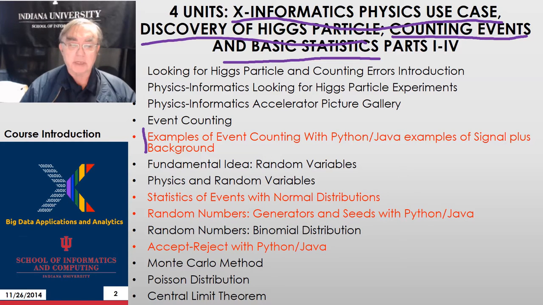The red things here are where there's software, which is Python in the actual course slides, although you can do all of this in Java. And then we discuss looking for the Higgs particle and introduce the whole concept of counting and the errors in counting, and the informatics of this whole process.